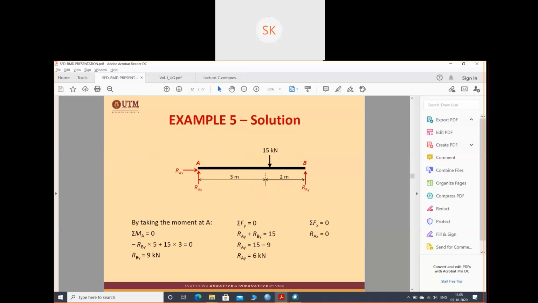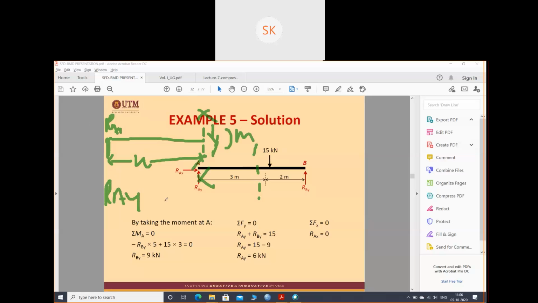So let's start with section 1. I'm taking a section at a distance of x. If I draw the free body diagram, this is my x, this is my RA, which is RAY, at a distance of x meter. And at a section you will have one vertical force and one moment, right? So the summation of all the vertical forces gives RAY positive minus V equals to 0, right? Now your V will become RAY, which is nothing but 6 kilonewtons. So your V is equal to 6 kilonewtons.